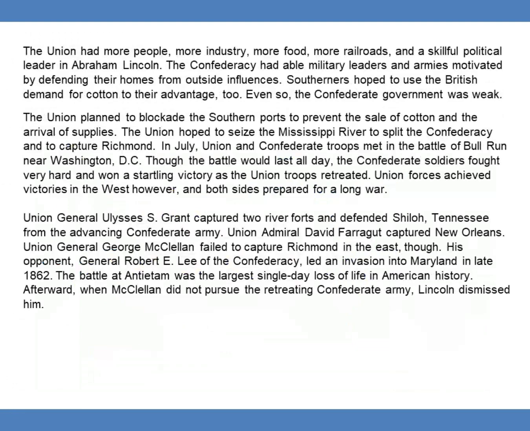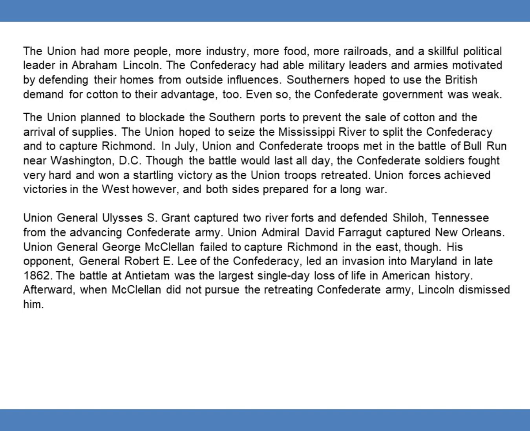The Union had more people, more industry, more food, more railroads, and a skillful political leader in Abraham Lincoln. The Confederacy had able military leaders and armies motivated by defending their homes from outside influences. Southerners hoped to use the British demand for cotton to their advantage too. Even so, the Confederate government was weak. The Union planned to blockade the southern ports to prevent the sale of cotton and the arrival of supplies. The Union hoped to seize the Mississippi River to split the Confederacy and to capture Richmond.